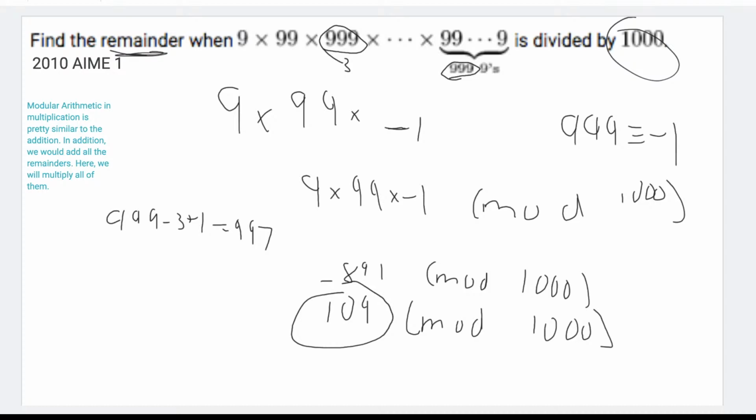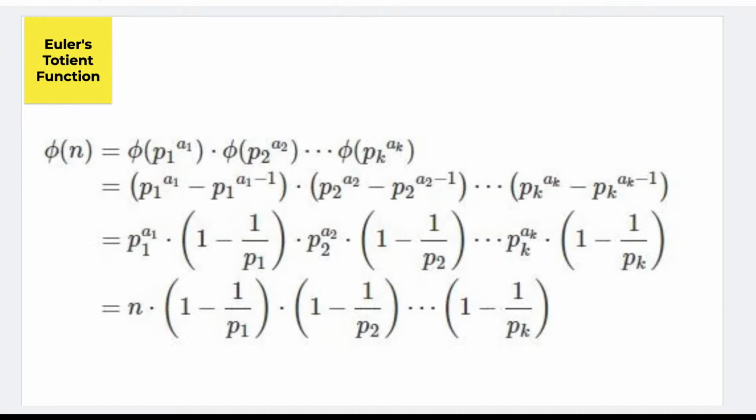So now let's move on to Euler's totient function. Pretend you want to find the number of numbers that are relatively prime to a number. Maybe you're going to list them out.